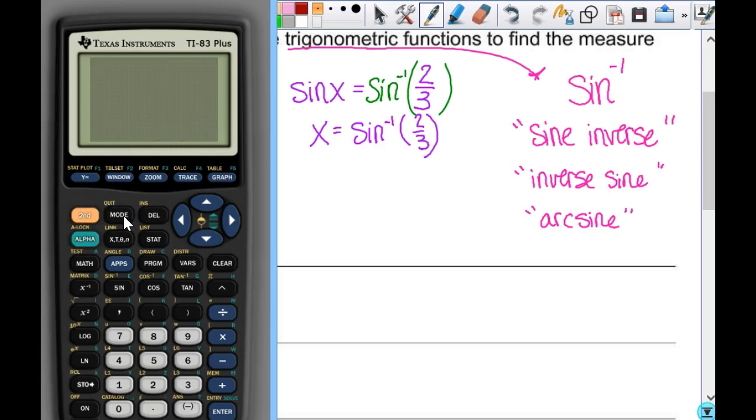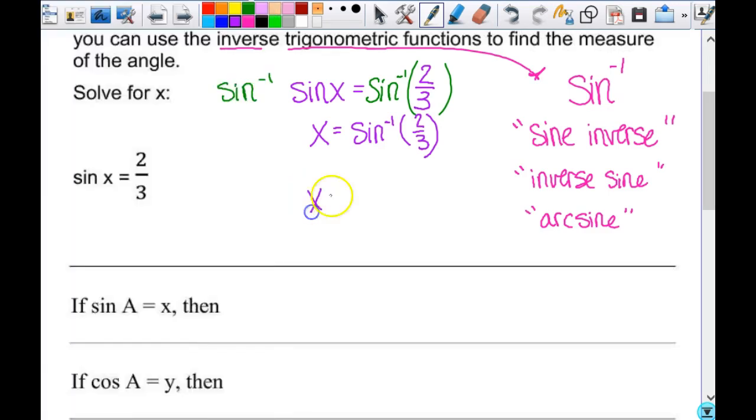And then look at your calculator. Where do you think sine inverse is? Right above sine, right? So second. So you do second sine, so you get sine inverse. And then you do 2/3. And you hit enter. Bam. You get 41. So x equals 41.810.